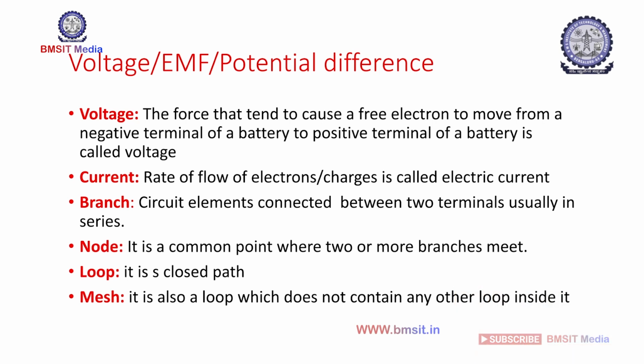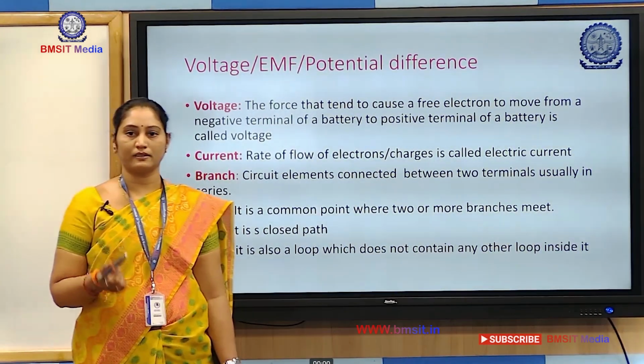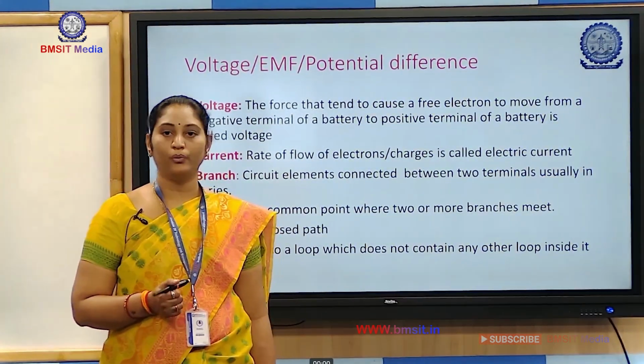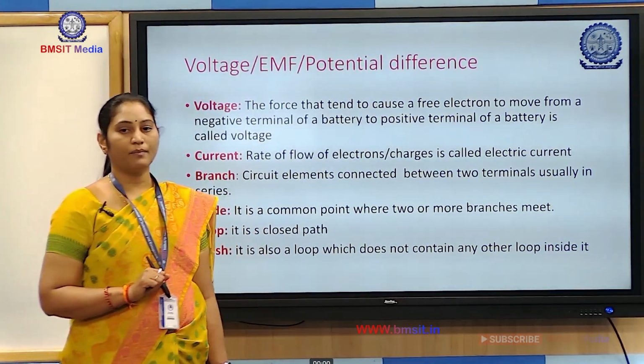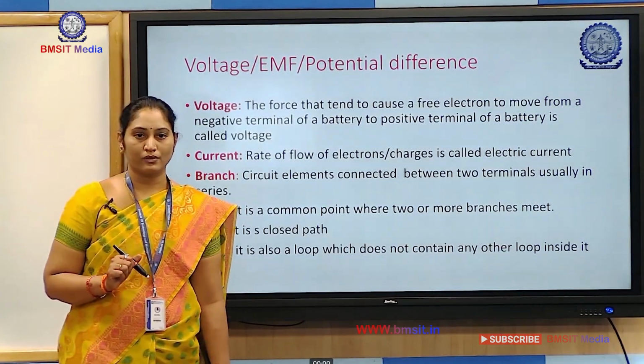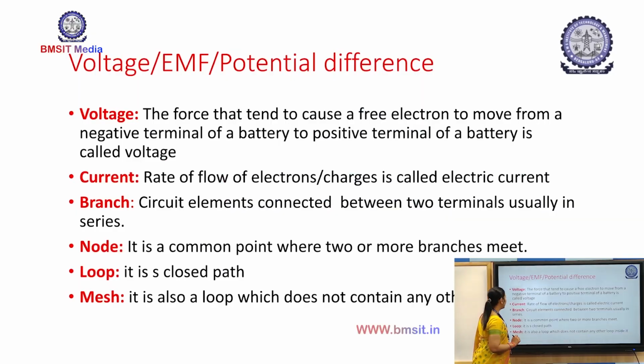For example, transmission lines. So we already know about voltage and current. Let us consider the next terminology, that is branch, node, loop and mesh. So what is a branch? A circuit element connected between two terminals, usually in series. So this we call a branch.